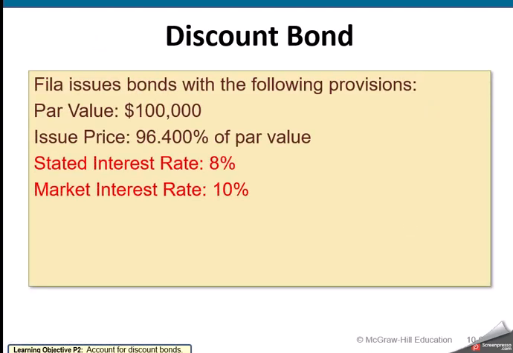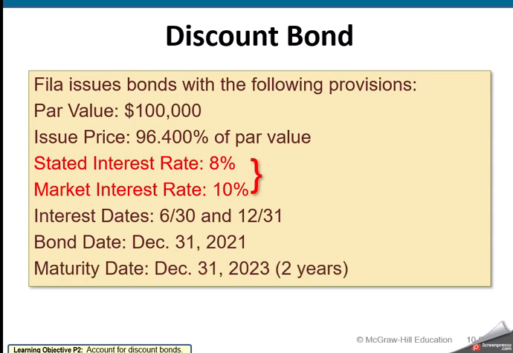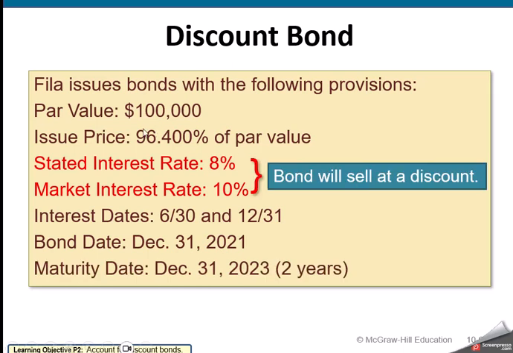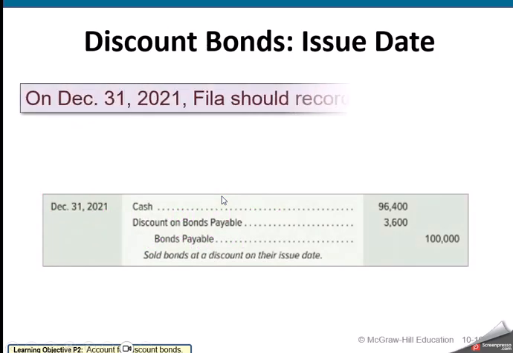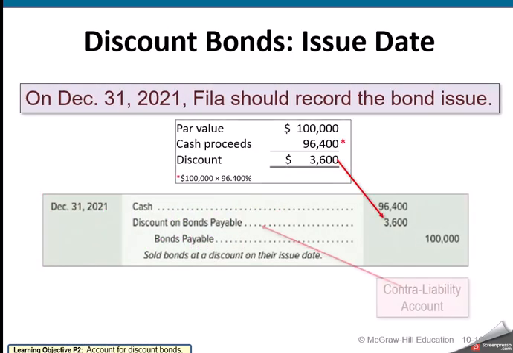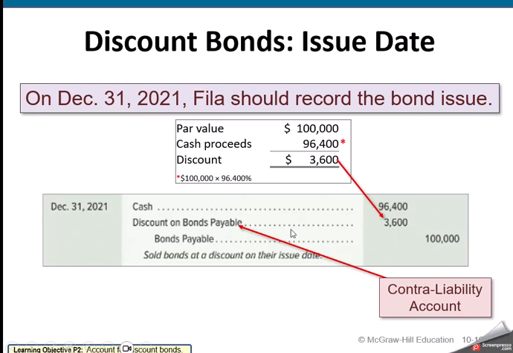So we'll do an example of each. So the discount bond, the issue price is 96.4% of the par value, and again, it's because they are paying 8% and the market is paying 10%. So nobody wants those bonds, so the price has to go down. So we can take the 96.4% times the 100,000, and that's how much cash comes in.